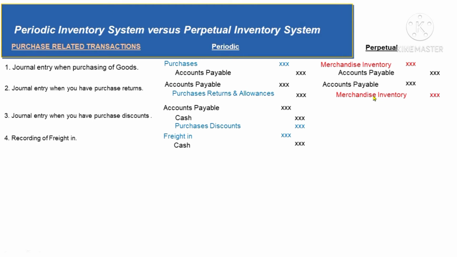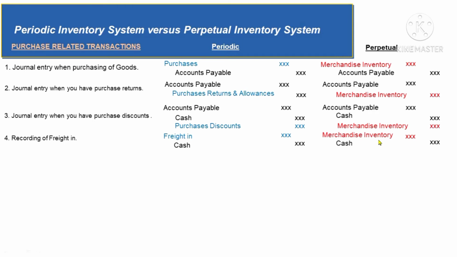Because it's actually true that if you return goods to the supplier, your merchandise inventory, which is an asset account, will really be decreased or credited. Next is, when recording the purchase discounts, instead of using again the purchase discounts account, we're gonna use the merchandise inventory account again. And last but not the least, when recording for freight in, the perpetual does not use the freight in account also. It uses the merchandise inventory account again.